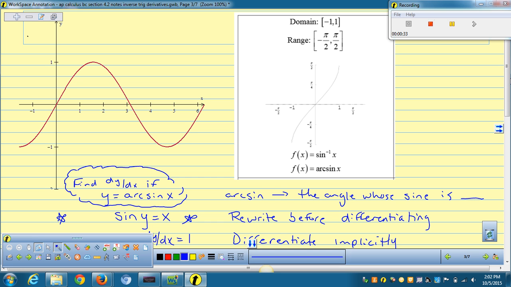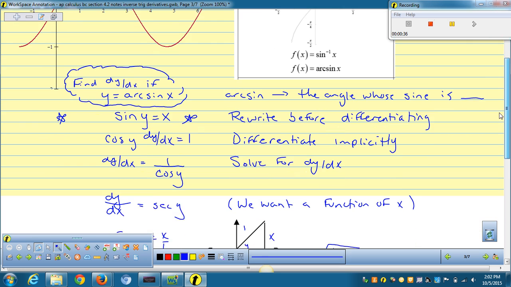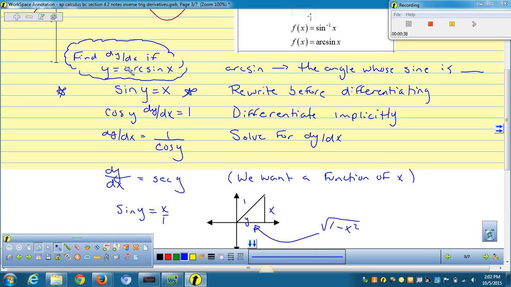Alright, here I've worked out the derivative of arc sine with some steps written out. You're asked to find dy/dx if y equals arc sine of x. We need to remember that arc sine means the angle whose sine is whatever x is. So the first thing we do before we can differentiate is do a rewrite. If y is the angle whose sine is x, that means that sine of y equals x. That's the important rewrite before we can take the derivative. Now we can take the derivative implicitly, getting cosine y dy/dx equals 1, and then solve for dy/dx, and that is 1 over cosine y.